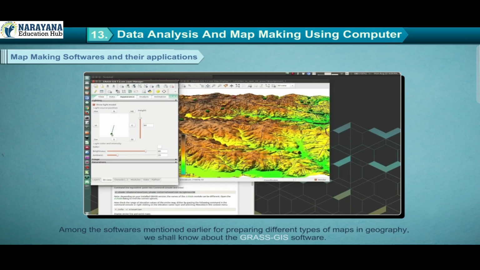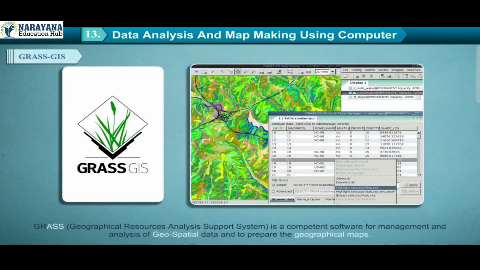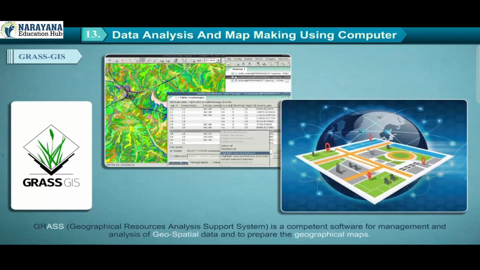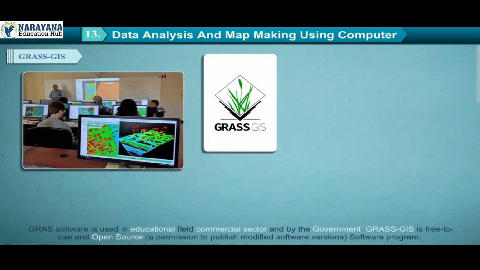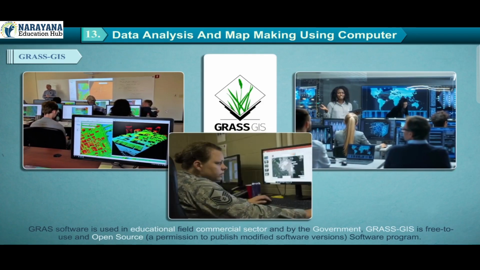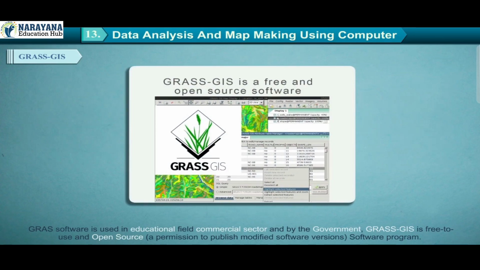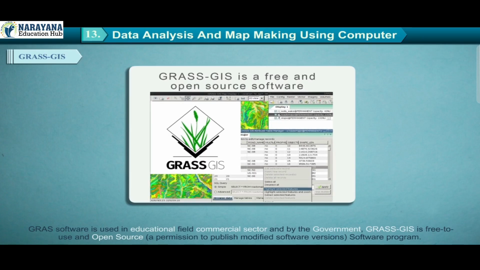Among the softwares mentioned earlier for preparing different types of maps in geography, we shall know about the GIS software. GIS. GRASS, that is Geographical Resources Analysis Support System, is a competent software for management and analysis of geospatial data and to prepare the geographical maps. GRASS software is used in educational field, commercial sector and by the government. GRASS is free to use and open source, with permission to publish modified software versions.